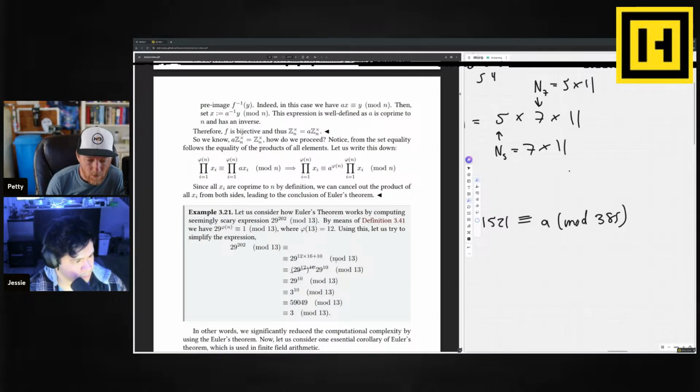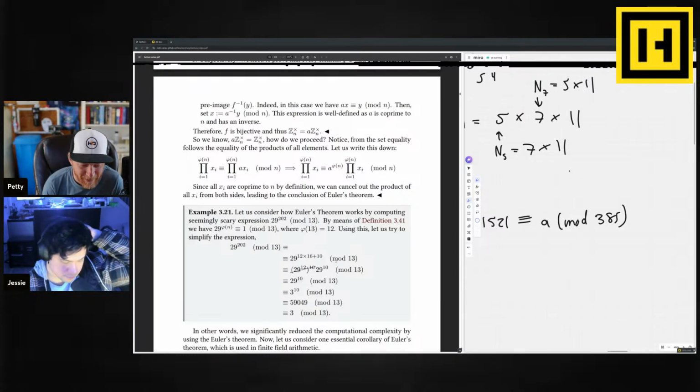So we know what we just said. How do we proceed? Cool. Notice from the set equality follows the equality of the products of all elements. Let's write down. Oh, I don't want to say all this. Yeah, you've been skipping some stuff when you're reading. It's just the way my head works. Are people actually listening to this word for word? I don't know.